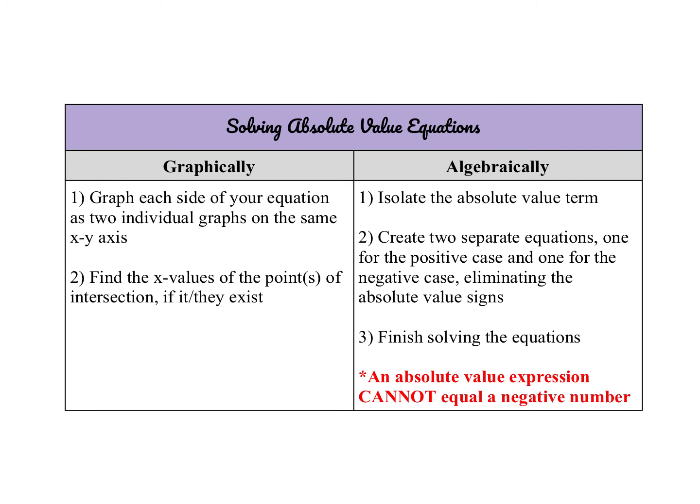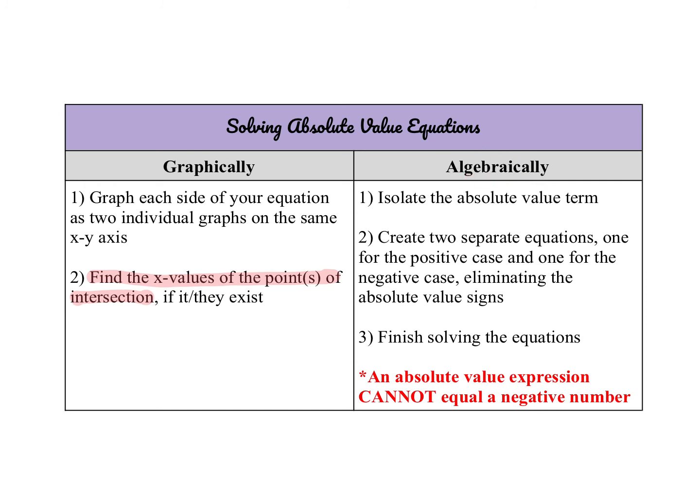All right, so now that we know how to graph absolute value functions, we're going to talk about how to solve absolute value equations. We can do this both graphically and algebraically. For graphically, we graph each side of our equation as two individual graphs on the same xy axis, and then we look for the points of intersection. Our answer is just going to be the x values of the points of intersection, if they exist.